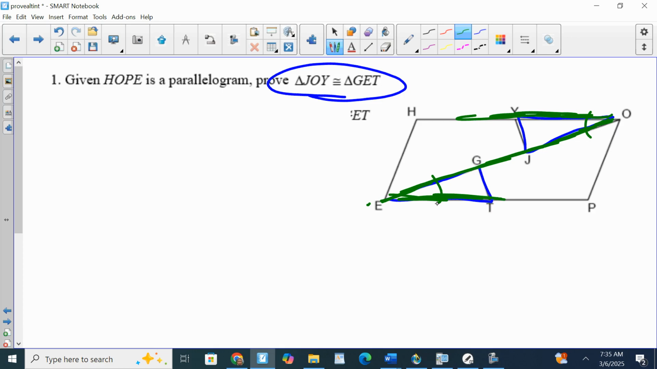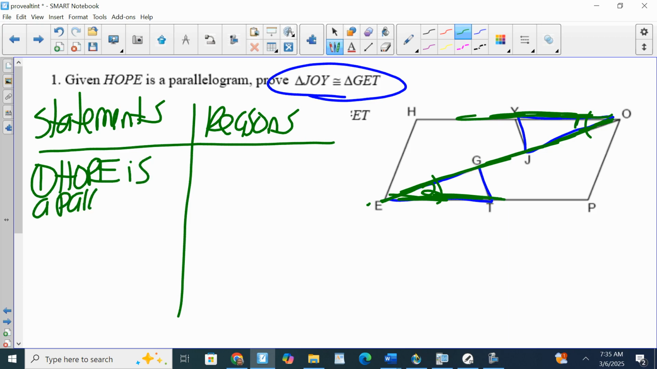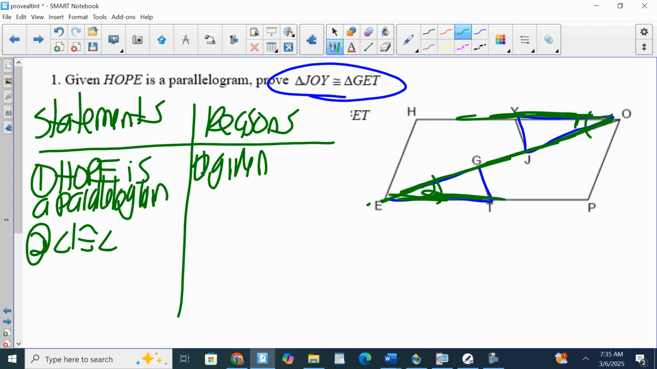To make it simple, I'm going to write a 1 and a 2. I'll show you how to put it into the proof, although mostly I'm just going to mark it. I'll maybe write 2 of them out. Statements, reasons. Given: it is a parallelogram. Angle 1 is congruent to angle 2.